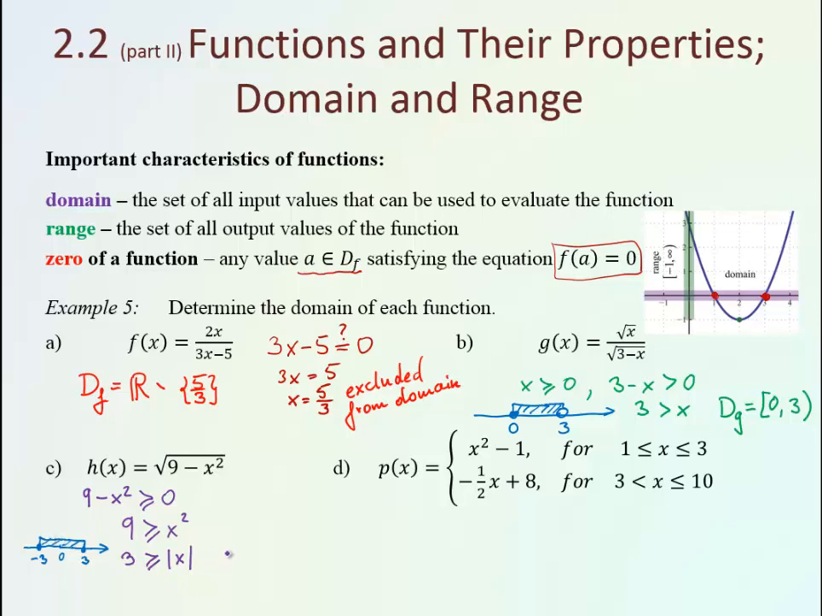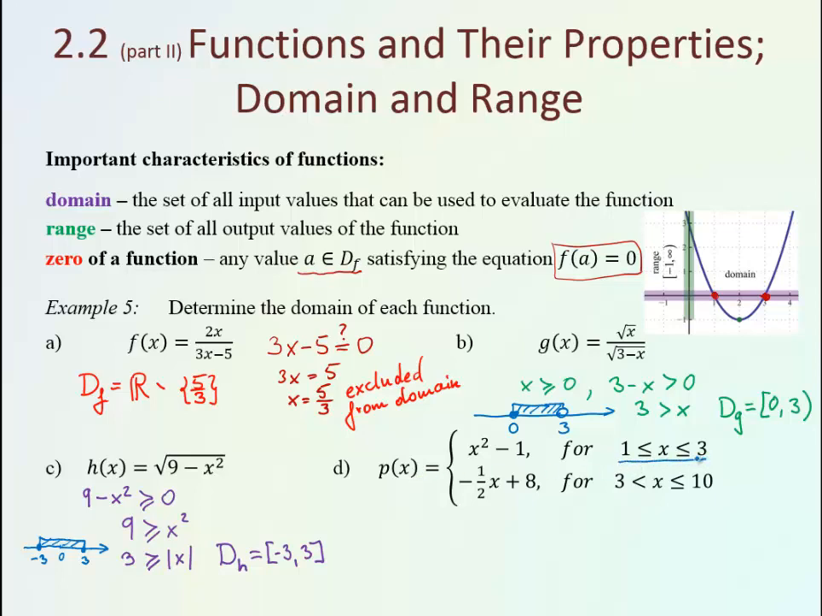So now we're ready to give the final answer for the domain of h, which is anything from -3 to 3. And finally, the p function, this is a piecewise defined function. Since both pieces are really polynomials and each polynomial has domain all real numbers, we simply need to follow the sections of the domain that the function is defined in.